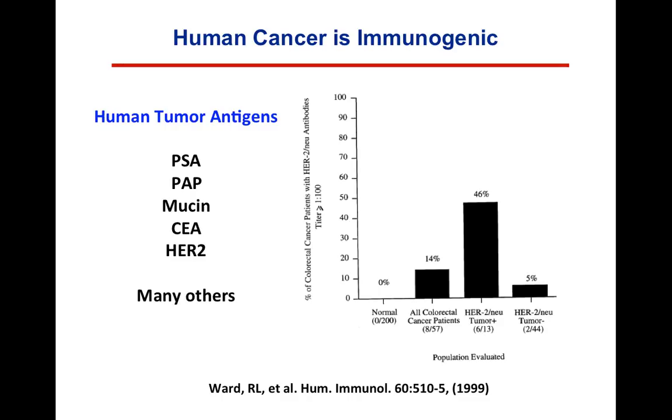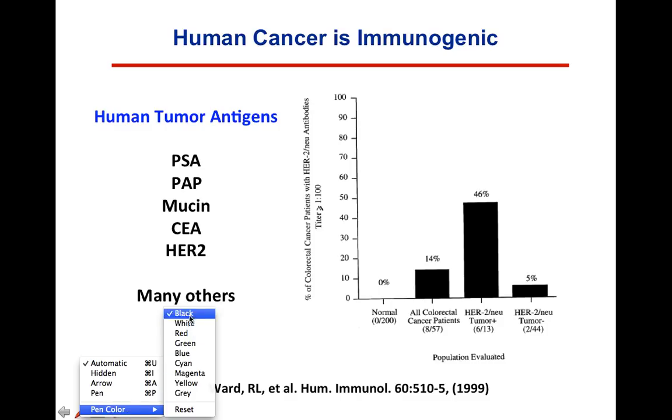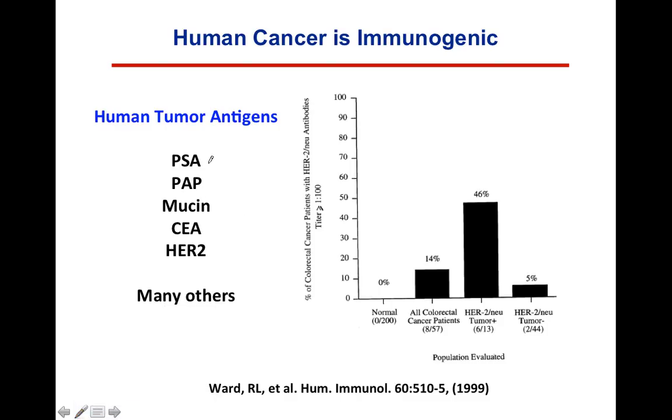Cancers, as the slide says, human cancer actually is pretty immunogenic. You actually do generate an immune response to cancer through some of the overexpressed antigens that tumors can have on them. There are many of these, and this is just an example. Some of these are like PSA for prostate cancer, PAP, mucin, CA for colon, HER2 for breast. There are a number of these types, and you can look them up and tell which ones they're associated with.